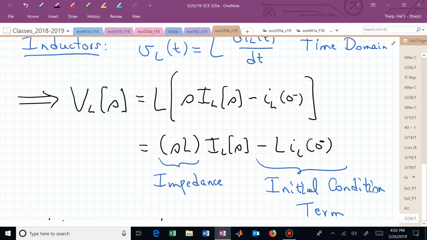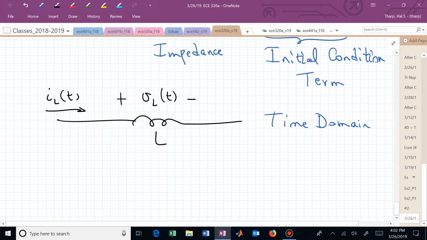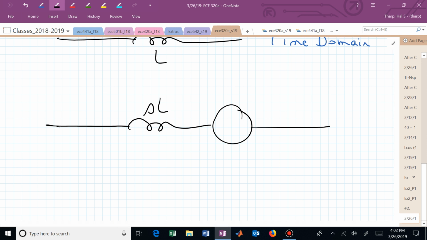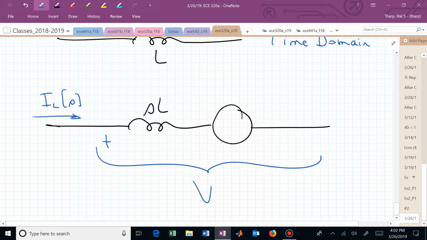We have an impedance. We know what that is. That's S times L. Anytime you have an inductor and you want to go into the S domain, you can simply say, oh, I have an impedance, SL. Let me put it up above since I'm going to do my voltage. And then I have a voltage source. Maybe I don't know what the polarity labels are on that just yet, but I have a current, I sub L of S, and the voltage dropped across that inductor is made up of two terms.